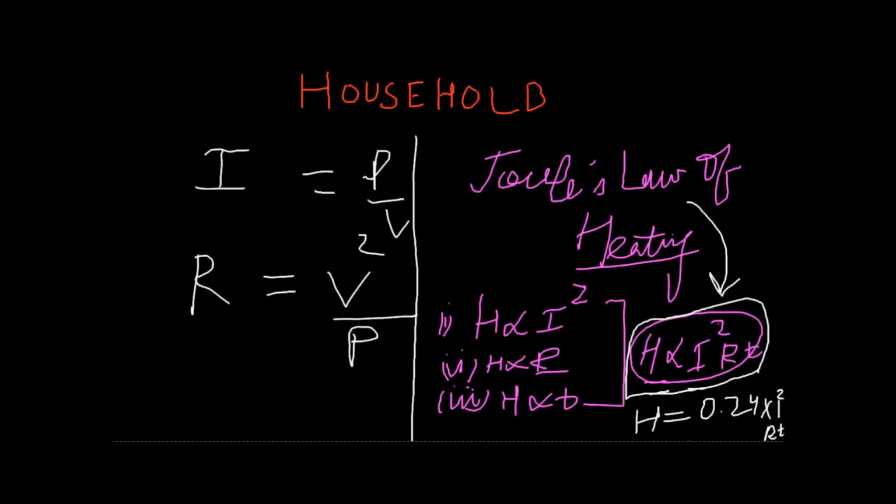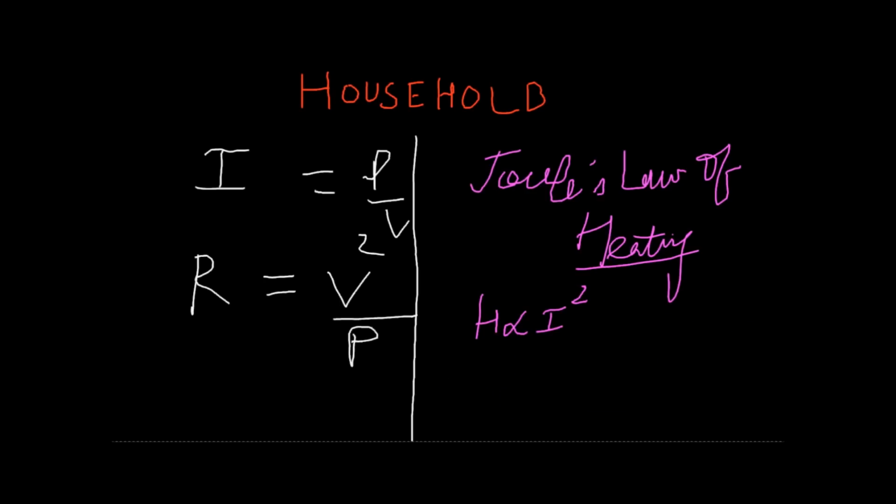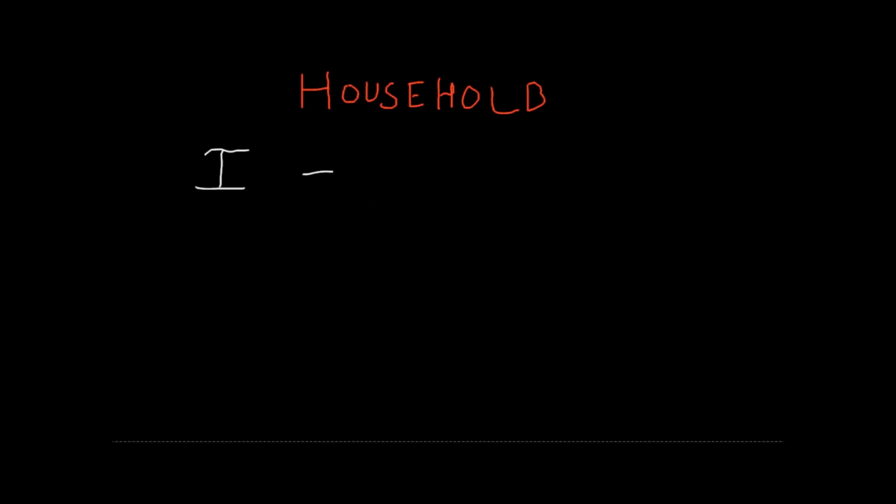Now let's go on to the second portion of this chapter, which deals with the household wiring system. So it's just dealing with transmission of power from the generating station. Sorry, station. What's wrong with me? I'm really sorry, really sleepy, but please bear with me.